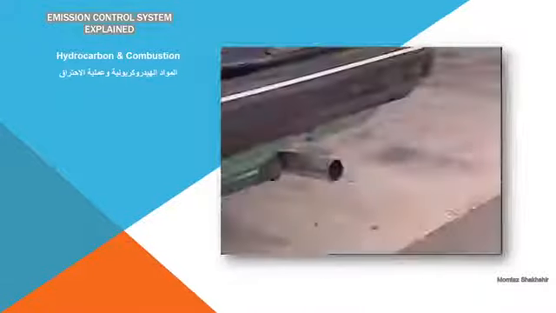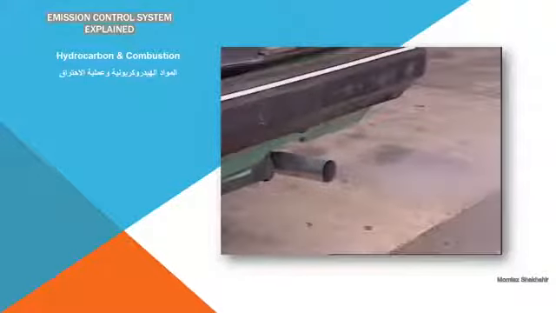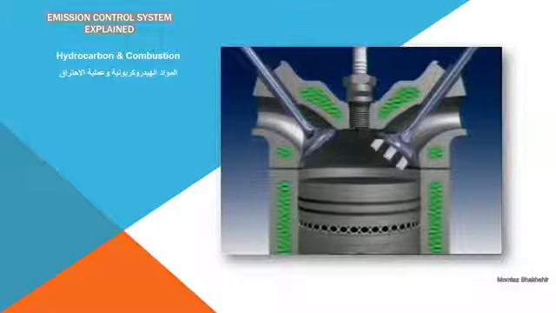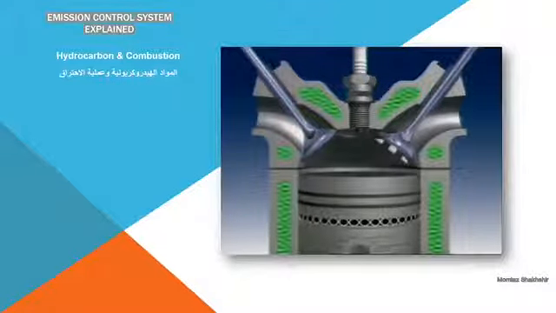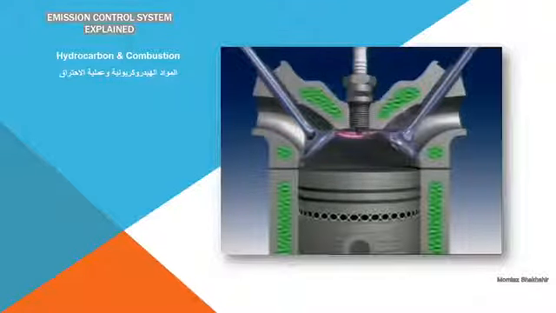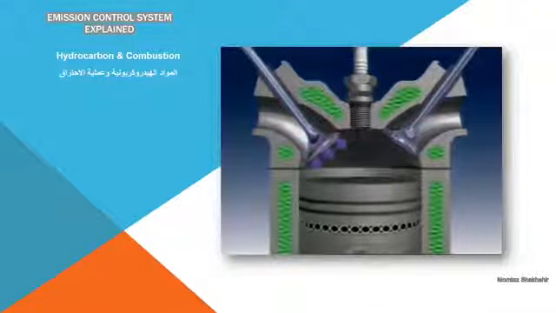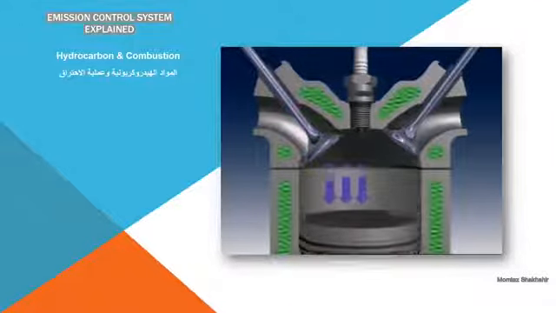Hydrocarbons can also be part of the exhaust gases. In a four-stroke petrol engine during valve overlap at top dead center, some intake charge is drawn out of the combustion chamber into the exhaust port. Raw fuel, a mixture of hydrocarbons and air, is released into the atmosphere.